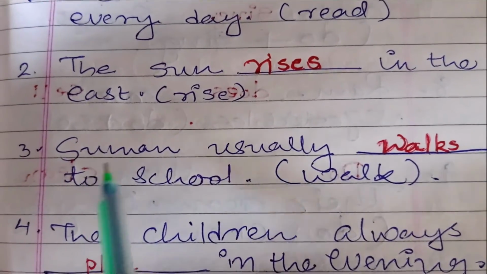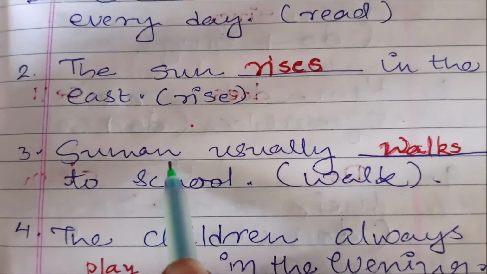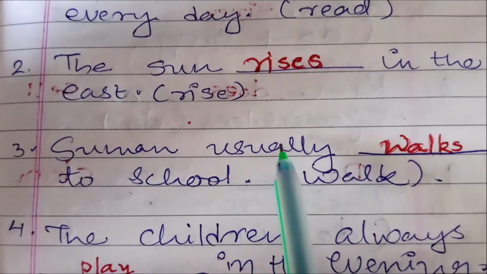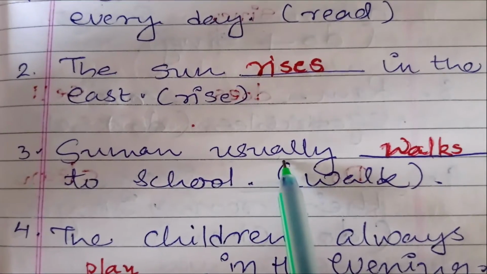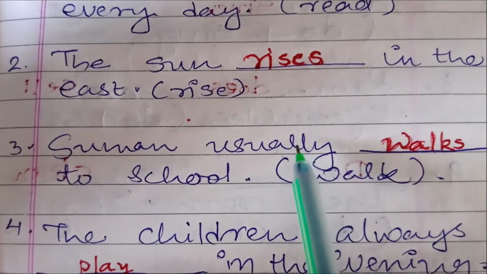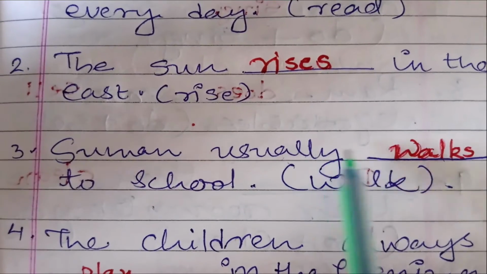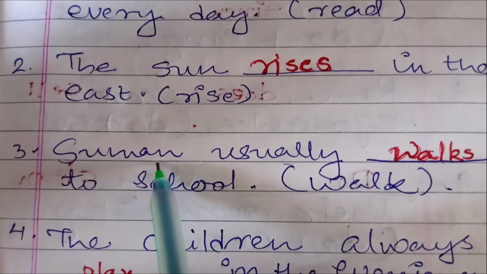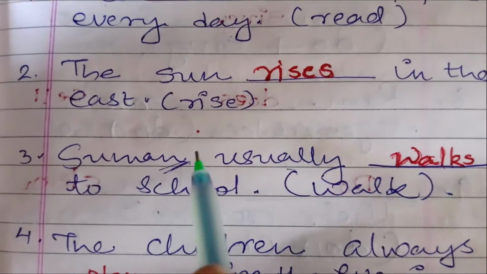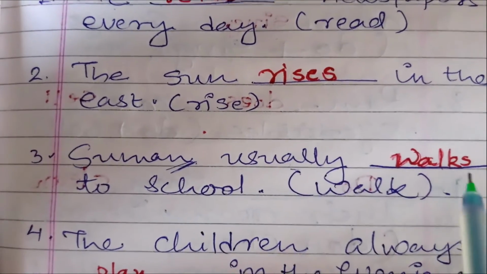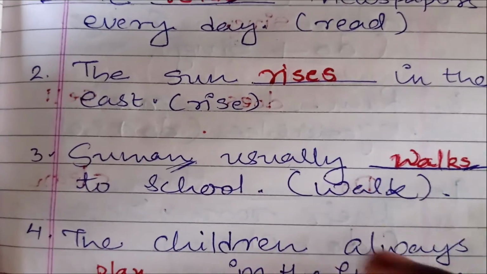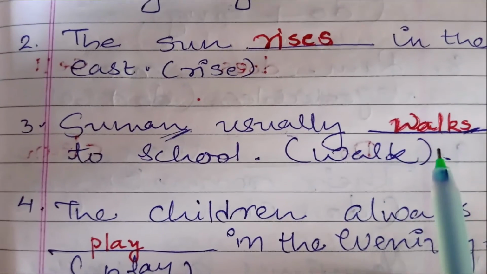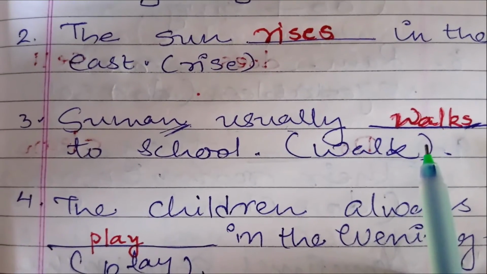Now, Suman usually walks to school. Here an adverb of frequency is there, right? So an adverb of frequency we mostly put before the verb. Here Suman is third person singular, so we put s. And in simple present tense the form of the verb is the root form, that is V1.